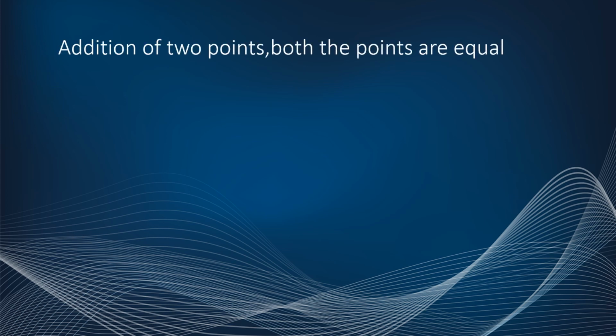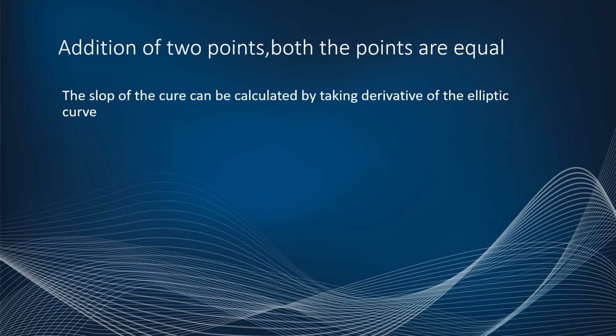Now let us see the addition of 2 points when both the points are equal. The slope of the curve can be calculated by taking the derivative of the elliptic curve. Our elliptic curve is y square is equal to x cube plus ax plus b. So the derivative of the curve will be 2y times y prime is equal to 3x square plus a. With the help of the slope y prime we can calculate the addition of 2 points when both points are equal. Here y prime is equal to m, which is nothing but the slope of the curve.